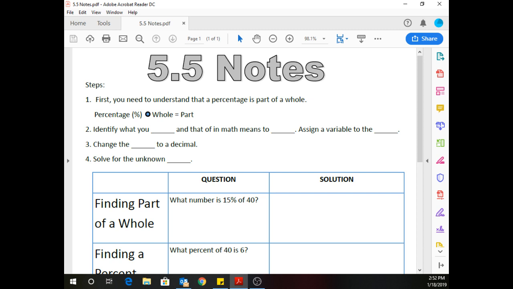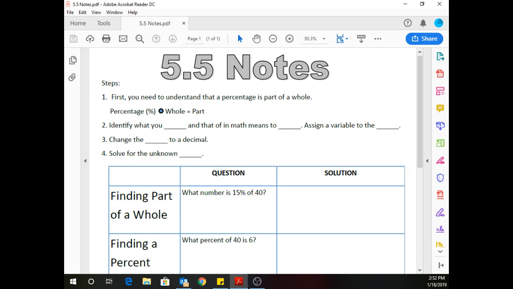So we know that percentage times however much I got right in the whole is going to make the part. This you really need to understand. This is super important. Percentage times the whole number will give you the part that you got right. That's super important to know.